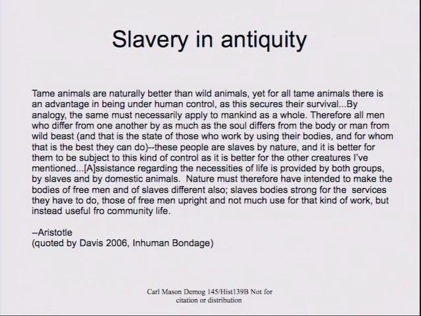Nature must therefore have intended to make the bodies of free men different. So this is the idea that slavery is a natural thing, and that nature must have actually made slaves look different. Now, in point of fact, Athens and the Greeks in general did not have a racial concept of slavery as it develops in the United States.